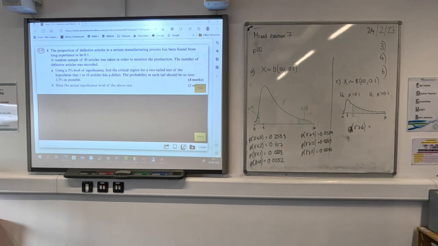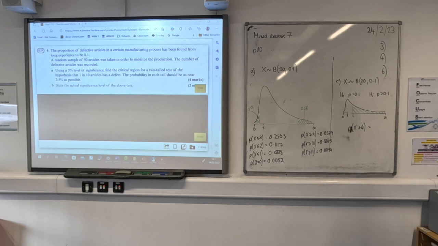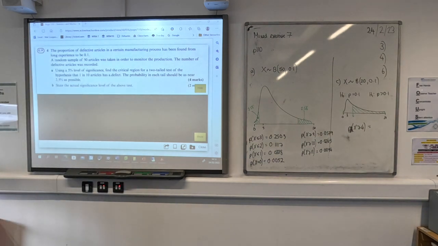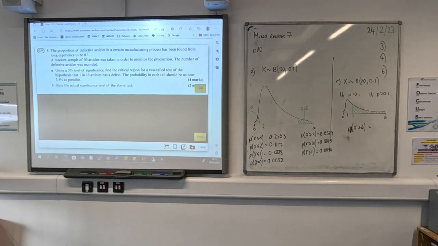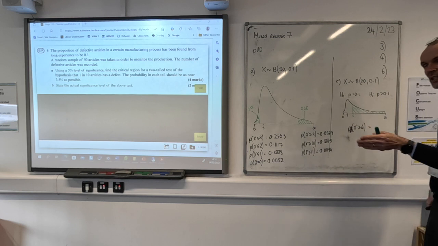But because it's a two-tailed test, we have to divide 5% by 2. So we're trying to get a probability close to 2.5%. Now, in the default setting, we would pick the first value that dropped below 2.5%. So in a default question, the critical value at the bottom end would be 0. If we found that 0 articles were defective, we would be suspicious, and at the top end it would be 10, so it would be 0 to 10.